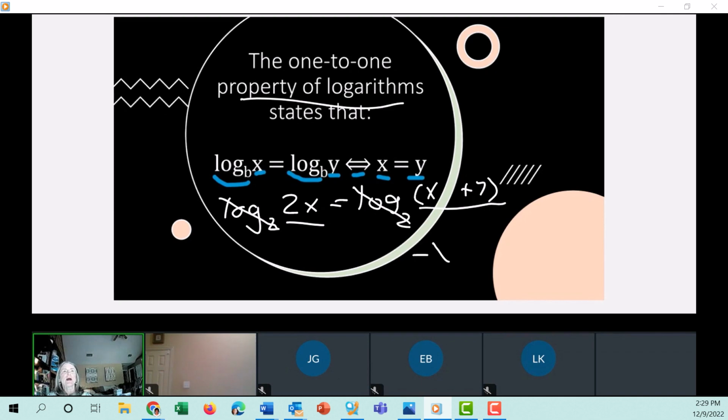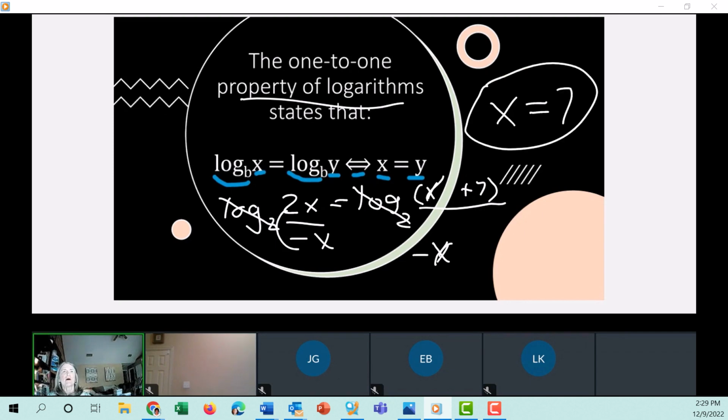2x equals x plus 7. So if I subtract x from both sides, then I have 2x minus 1x is x, and then subtract x from this side, x is equal to 7. That's how the property of logarithms helps us. Any questions there?